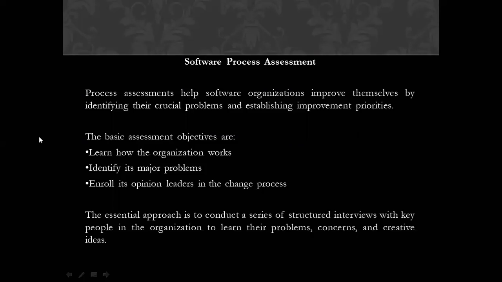Next thing, the essential approach is to conduct a series of structured interviews with key people in the organization to learn their problems, concerns, and creative ideas. Why did this line come over here in the assessment? Sometimes it happens that if confidentiality is not maintained properly within the team, then it becomes difficult to talk to your team lead or your team manager about the problems that you are facing while working on the projects.